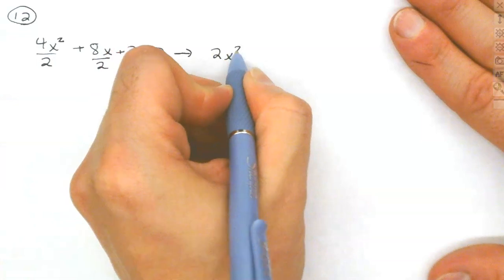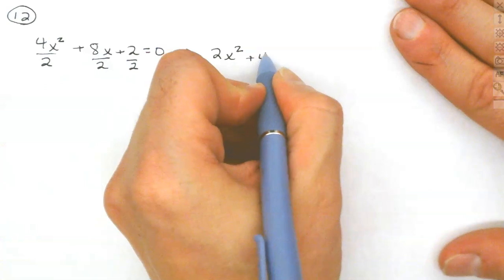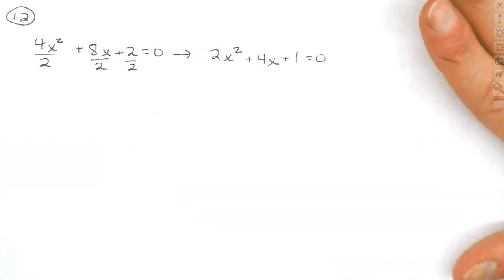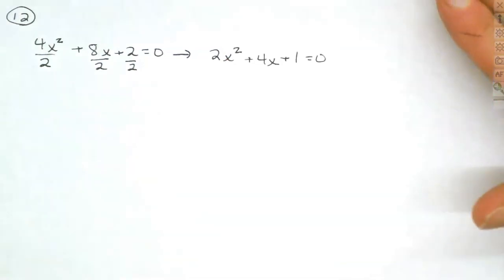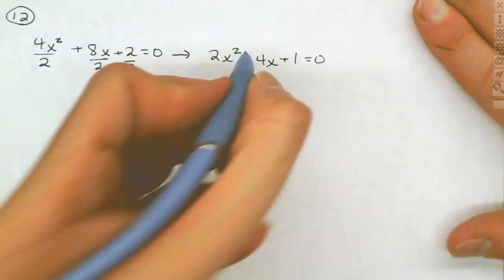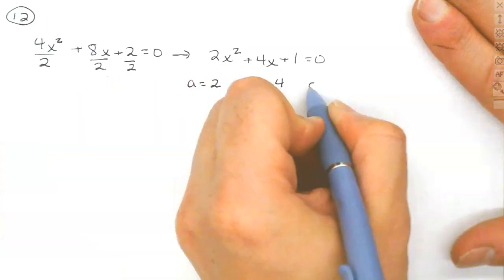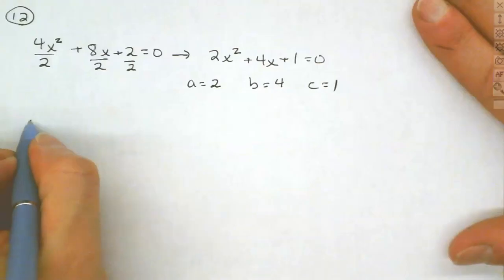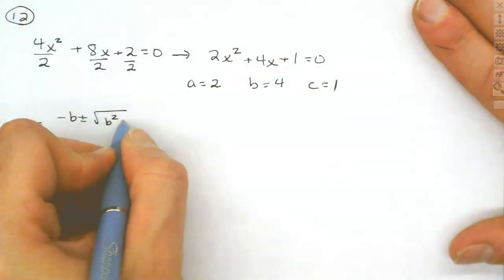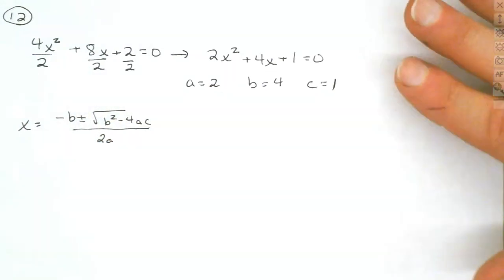So now we're left with a 2x squared, 8 divided by 2 is a 4x, 2 divided by 2 is a 1, and that equals now 0. Is it in the correct form? Yes. So what's my A? 2. B is 4. C is 1. Write up your formula, and plug your values in.